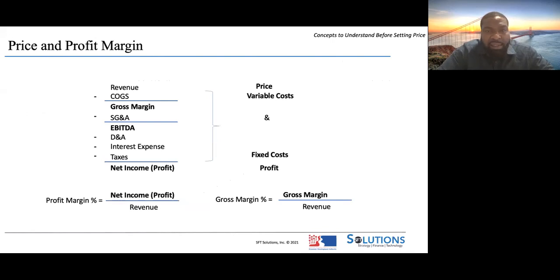Next concept to understand is the relationship between price and profit margin. They're tied together at the hip, right? The more you charge, the more profit you're going to be able to reap. But obviously, there's a limit to that, and we'll talk a little bit about that later. But this is a typical profit and loss statement. You start with revenue and you work your way down to profit once you back off the various expenses associated with running the business. So the profit margin percent is just profit over revenue, and the gross margin percent is gross margin over revenue. And we'll talk about these things in detail as we go through our time together this evening.